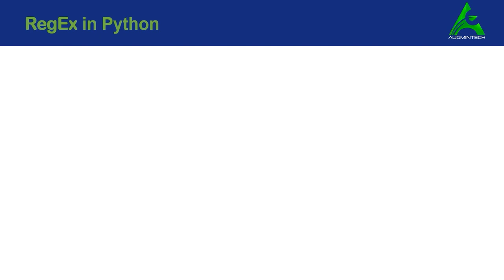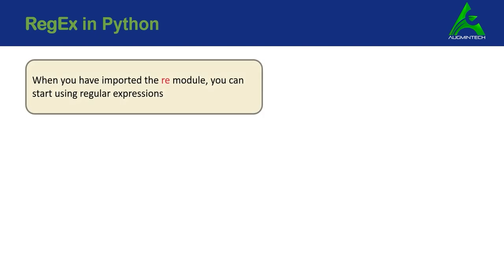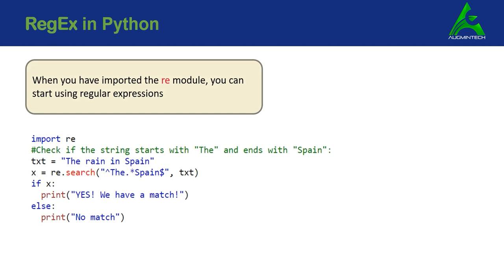Now let's see what is regex in Python. When you have imported the re module, you can start using regular expressions. There we go. First we have to import the re module. Then in the text, we can search for the substring that could match the substring in the given text or the given main string. If it finds the pattern or the substring, it will print "Yes, we have a match" in this example. Otherwise, it will print "No match".